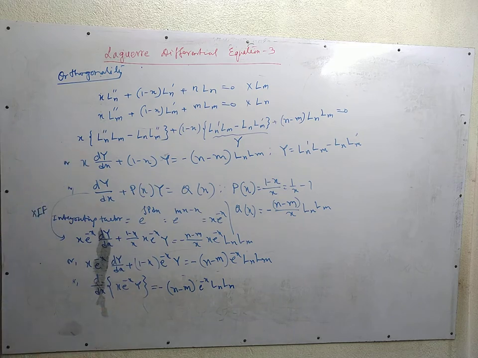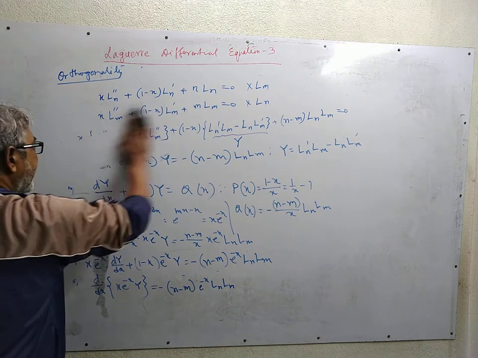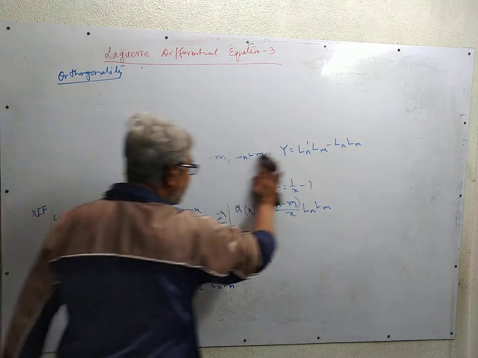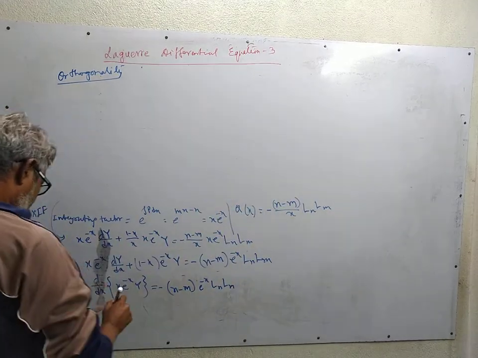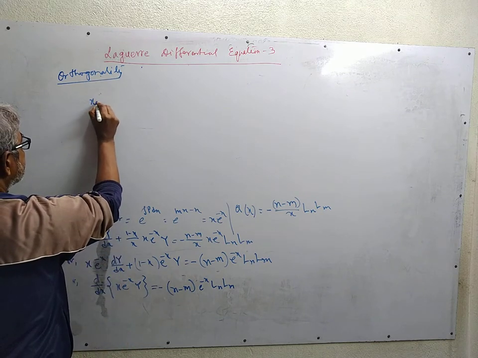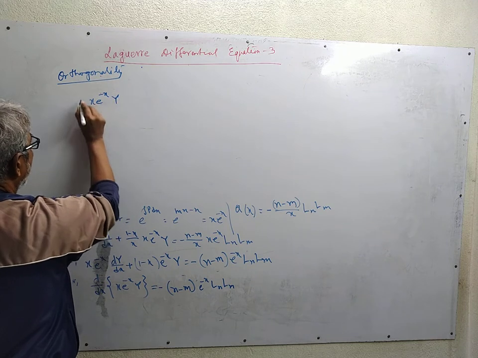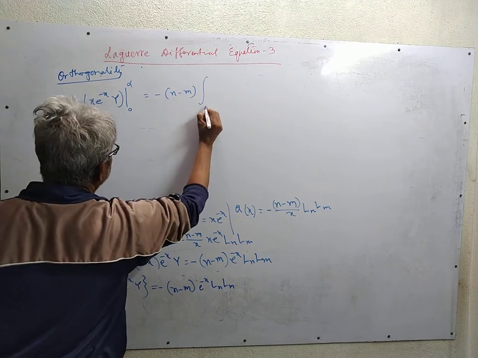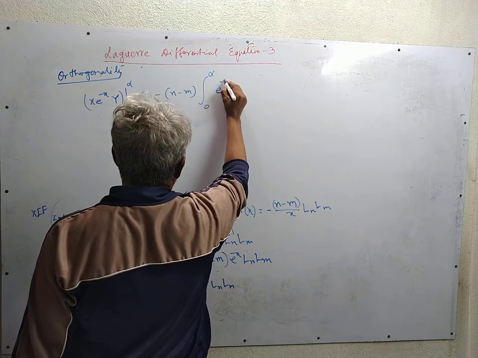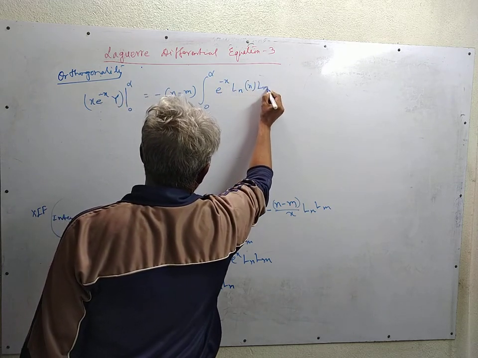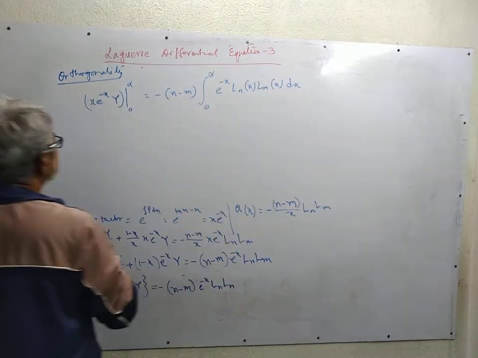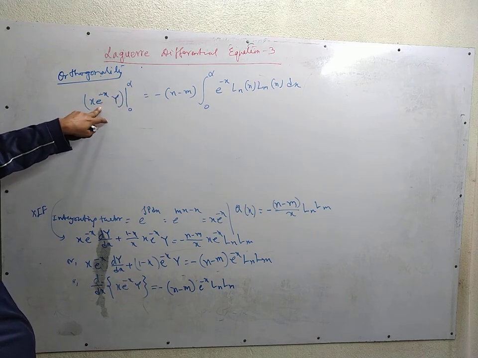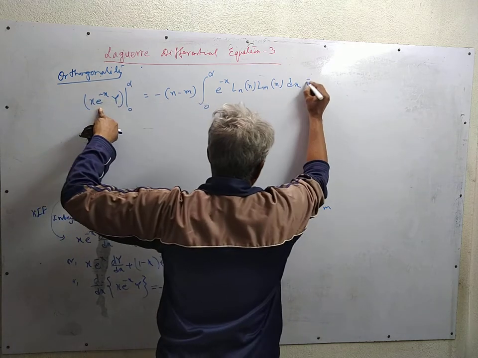We integrate the last expression with respect to x between limits 0 to infinity, because it is the range of interest for the Laguerre differential equation. On integrating, we get x e to the power minus x times Y from 0 to infinity. On the other side, we have n minus m times the integral from 0 to infinity of e to the power minus x Ln of x Lm of x dx. This part at x equal to 0 is 0 because of the x factor, and at infinity it is 0 due to the e to the power minus x part. So it is equal to 0.